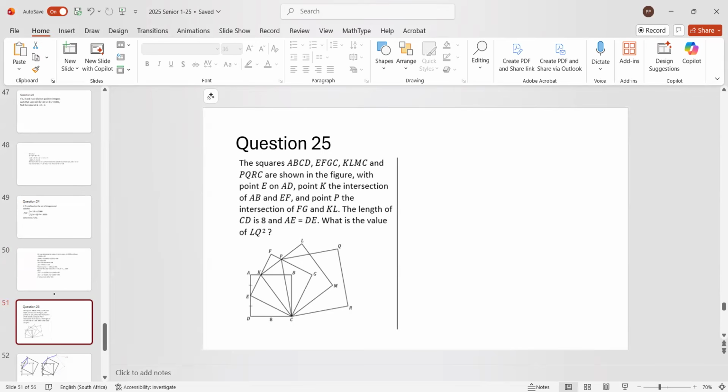Now this looks like a frightening geometry problem. The squares A, B, C, D, this is A, B, C, D. All these are squares. No, this one here, E, F, G, H, K, L, M, N, P, Q, R, C. All these are squares. Now, how are they constructed?